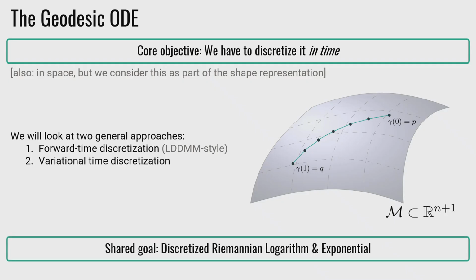But for both of them, the shared goal, what you want to have in the first step, is a discretized Riemannian logarithm, so interpolating geodesics, and a discretized Riemannian exponential, so shooting geodesics from an initial direction. And then afterwards you will see that if you have these two things, you can build many more algorithms with these two operations, but first you need a logarithm and an exponential. That's always the first step.